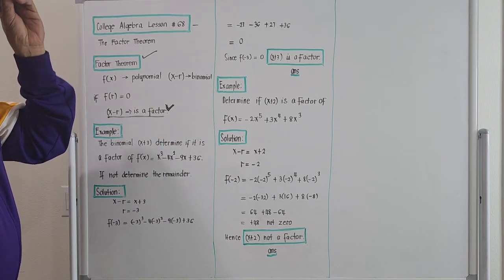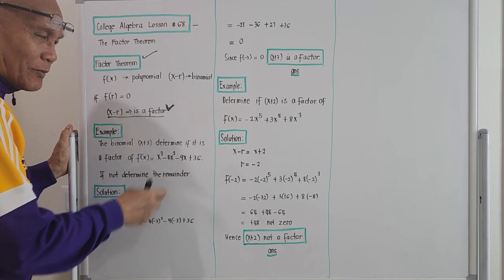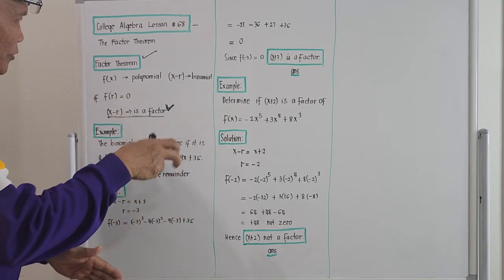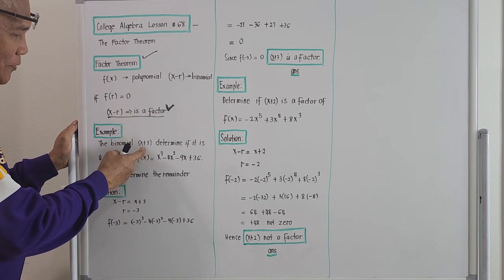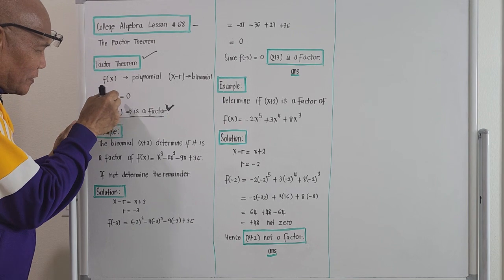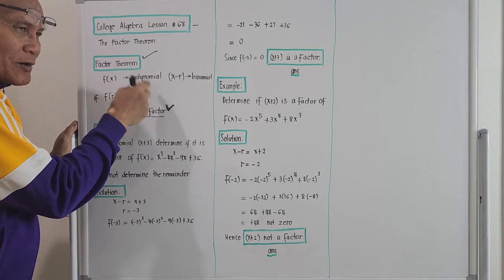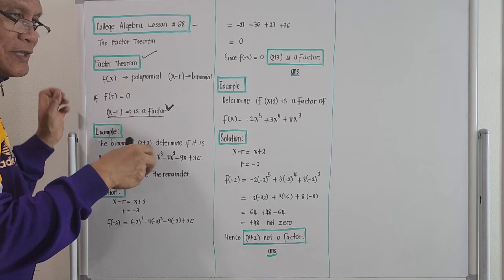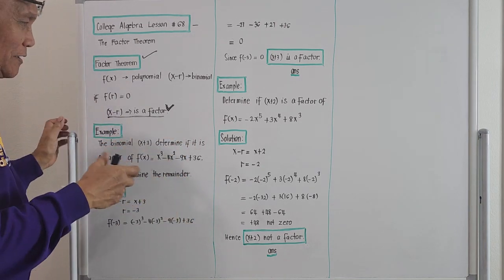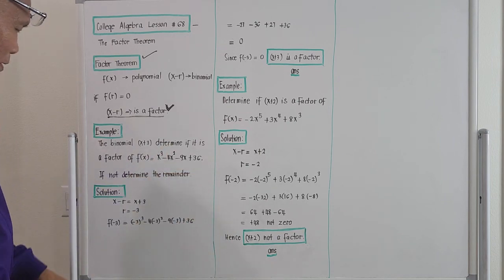How could we determine if this x plus 3 is a factor of the given polynomial? According to our theorem, if we compute for the value of x here, then substitute it into the given function, and what comes out is 0, that's the time that we can conclude that the given binomial is a factor. As simple as that.